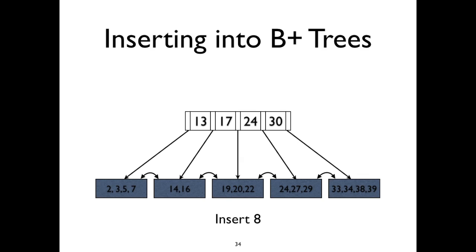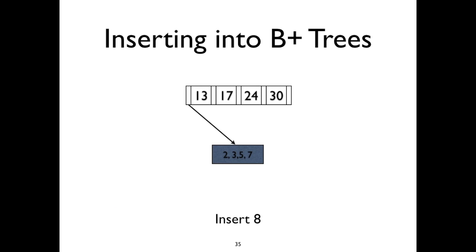So I'm going to have 4 fields in each of my leaf nodes, in each of my data nodes, and I'm going to want to make sure that everything has at least 2 things full. So let's say that I want to do an insertion of an 8. 8 is less than 13, so I'm going to follow my left pointer, and that's going to bring me to this data page here, which currently contains 2, 3, 5, and 7. What I need to do is insert my 8 into that.